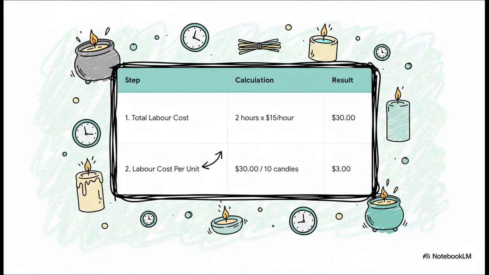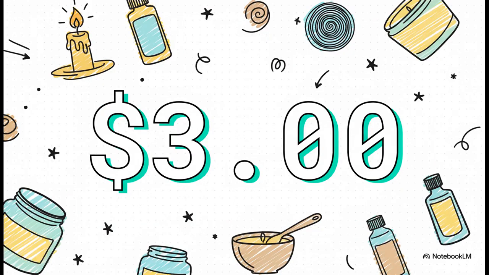Let's go back to our candle example. So let's say it takes 2 hours of work and you pay $15 an hour to produce 10 candles. Okay, that's a total labor cost of $30. Then we just divide that $30 by the 10 candles we made, and that gets us to our per unit labor cost. And there's our second key number, $3. That's the direct labor cost that goes into each and every candle. So now we have both of our components. We're ready to put them together.